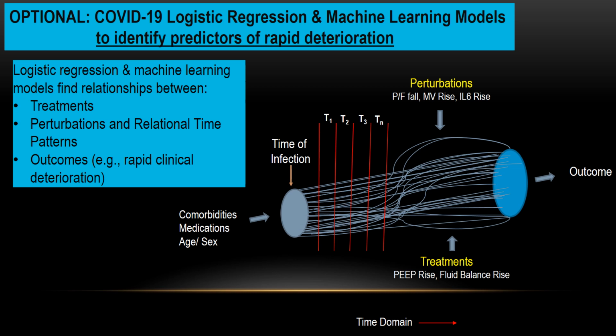As an optional feature, the software provides logistic regression and machine learning models to identify predictors of rapid deterioration. For example, logistic regression and machine learning models can find relationships between treatments, perturbations in relational time patterns, and outcomes, such as rapid clinical deterioration.